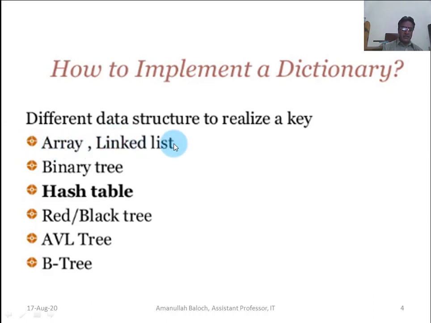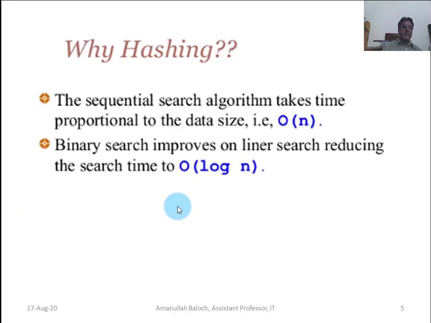Linked list also relies upon the key. Binary tree, hash tables, red black tree, AVL tree and B tree. These are some data structures which rely upon the key, and without the key we cannot search, modify, delete or update the elements in these data sets.